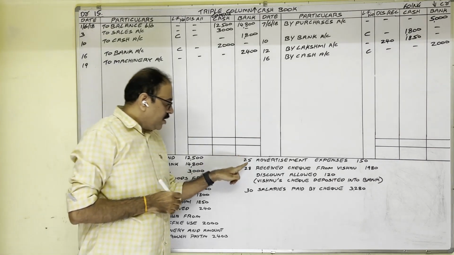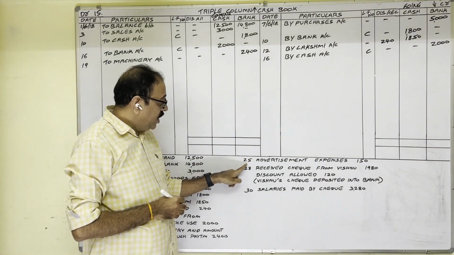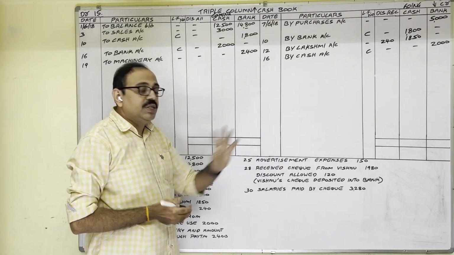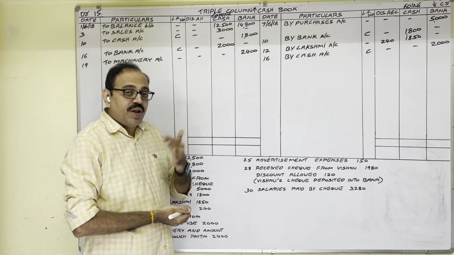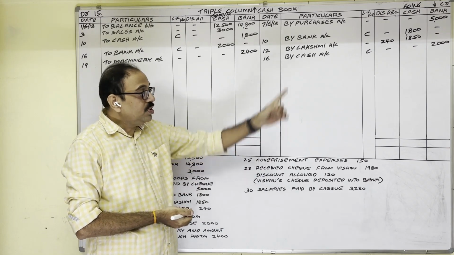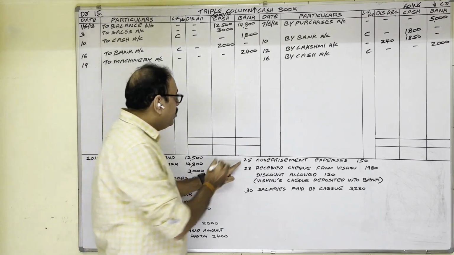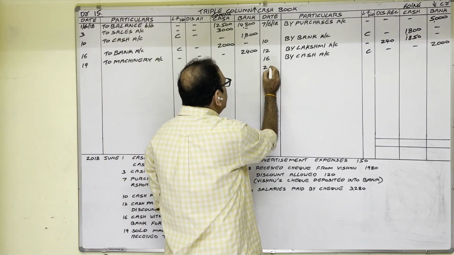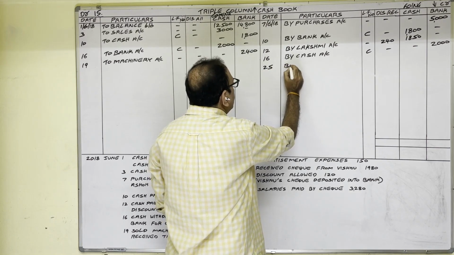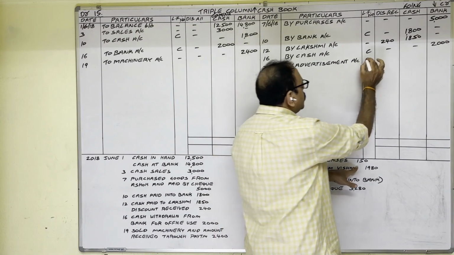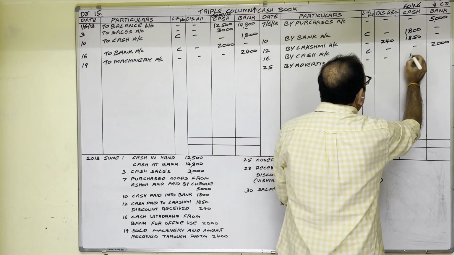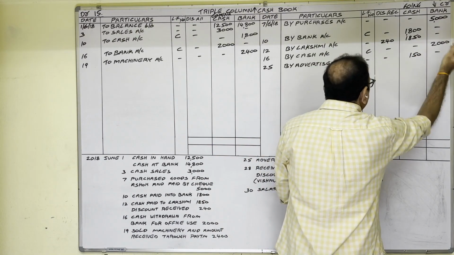Next, continuing here, I wrote on 25th: advertisement expenses 150. The firm paid advertisement expenses. From the firm, cash is going. So now credit side, cash column. 25th date. We should write the expenditure name: by advertisement account. 150 cash is going, in the cash column, 150 rupees.